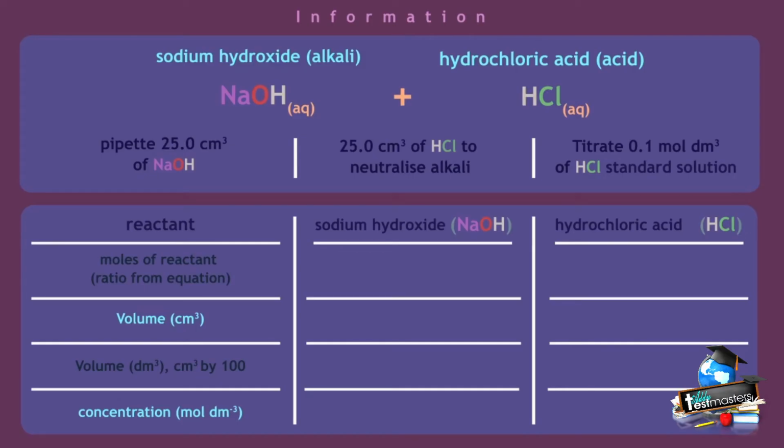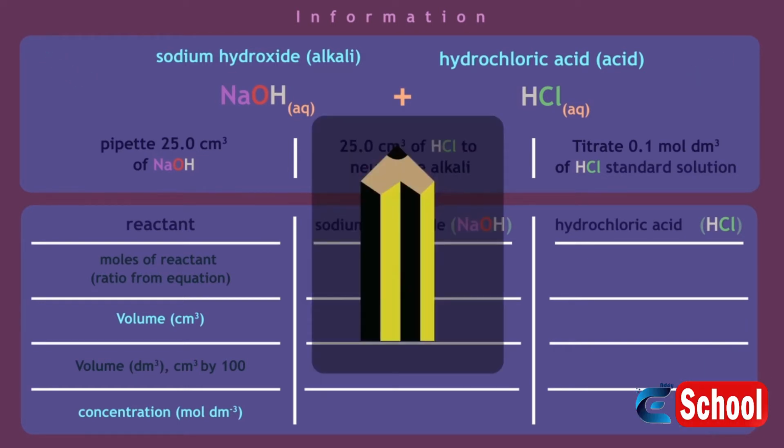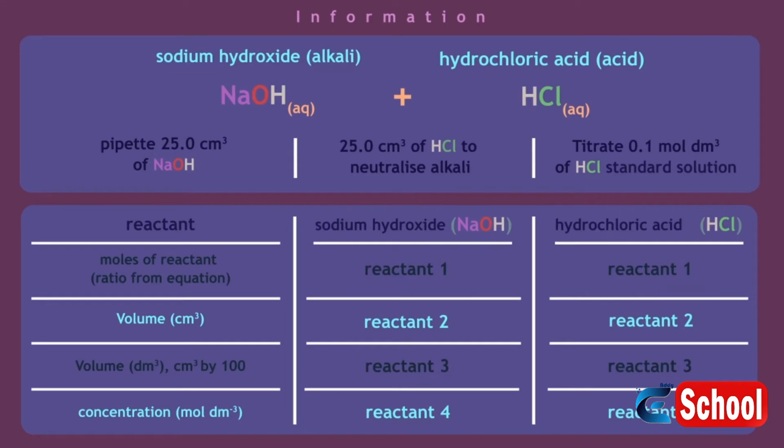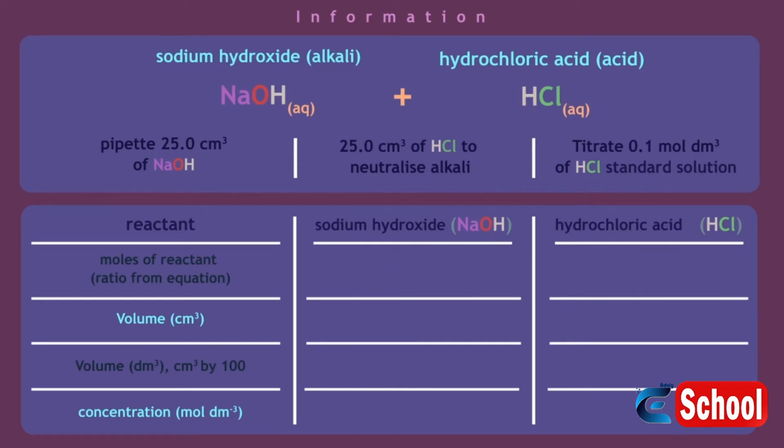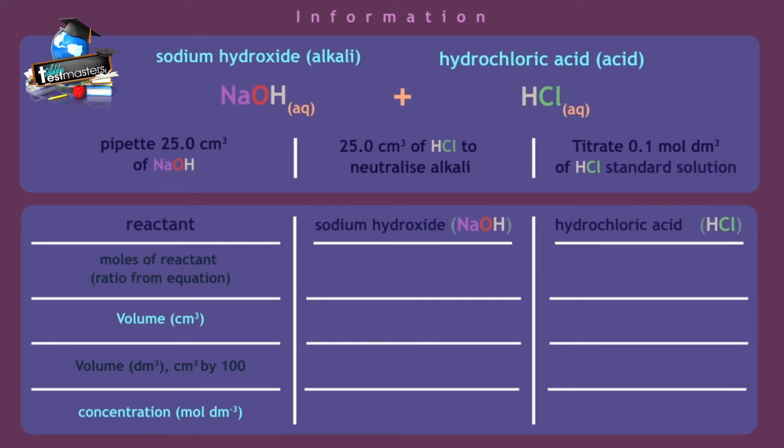You can now calculate the concentration of the sodium hydroxide in moles per decimetre cubed. Using the information, what do you know? Pause the video, write down the reactants in a table like this, and continue when you're ready. Record all the information you know about the acid and the alkali in the table. Your completed table should look like this.